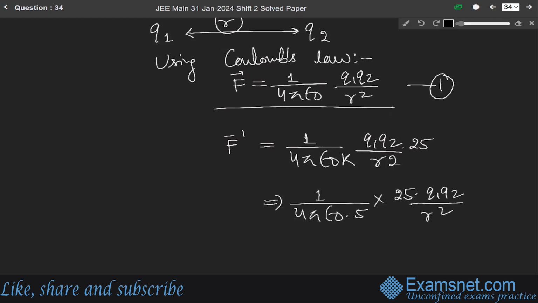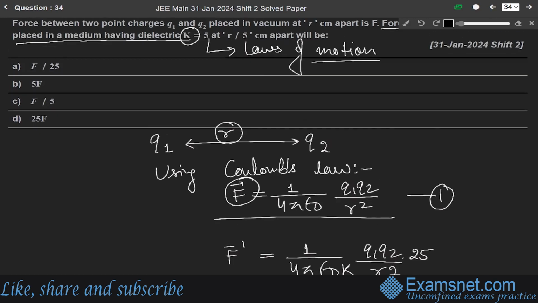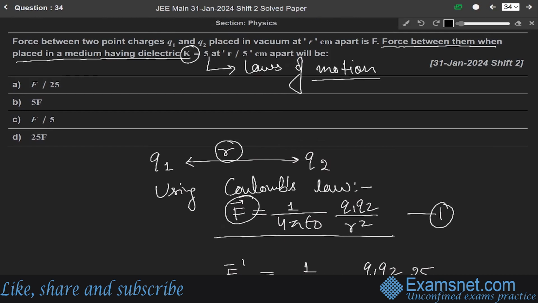Now this 1 over 4 pi epsilon naught Q1 Q2 over R square is equal to F. So we write F dash is equal to 1 over 4 pi epsilon naught Q1 Q2 over R square, which is equal to F, and 5 fives are 25, so F dash is equal to 5F. So this is our final answer. F dash is equal to 5F. So the correct option is option B.